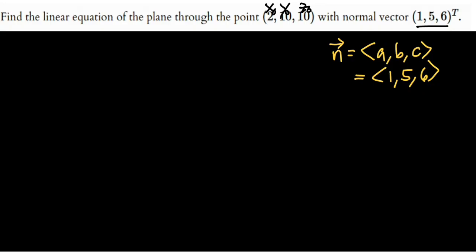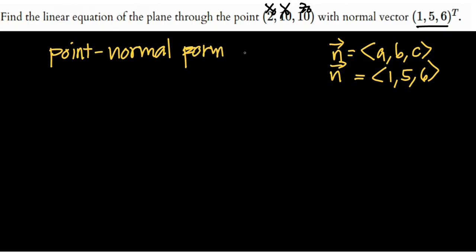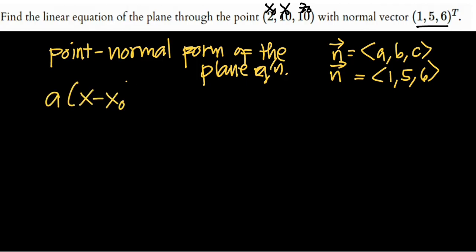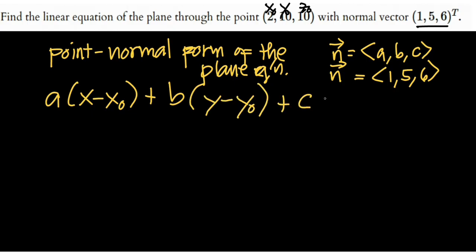You know the point normal form of the equation? Point normal form. Because we're given a point and a normal vector form of, yeah, plane equation. So that would be A times x minus x sub 0 plus b times y minus y sub 0. Maybe you're familiar with this formula. Oh, what do you have there? What formula do you have there?